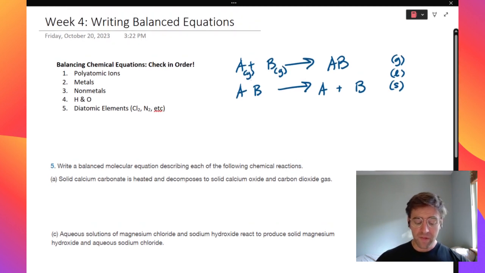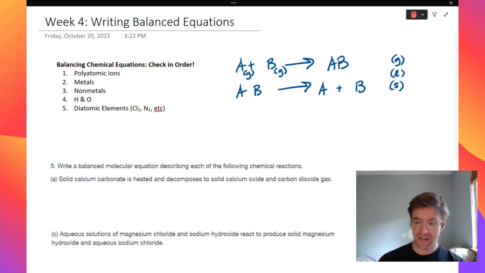So the basic order for addressing these equations: start with your polyatomic ions. That's your bicarbonates, that's your nitrates, those molecules that we memorized in previous weeks. Then move on to your metals. Those are going to have variable charges. Refer to your periodic tables for those.